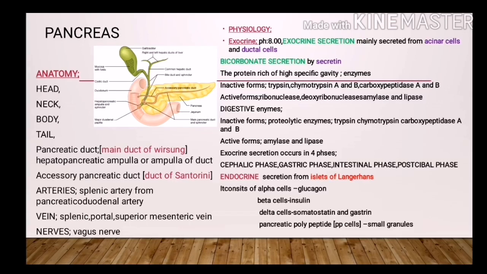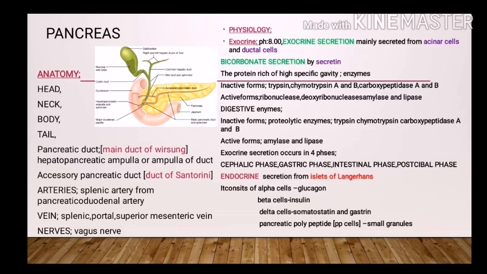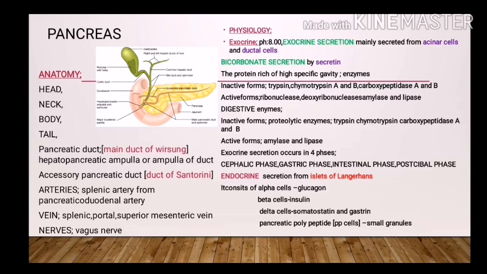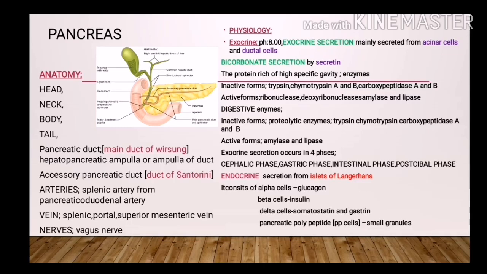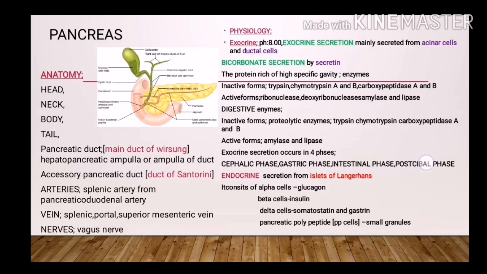Exocrine secretion occurs in four phases: cephalic phase, gastric phase, intestinal phase, and post-cephalic phase. Endocrine secretions are from the islets of Langerhans, while exocrine is from acinar and ductal cells. Don't forget, the islets consist of alpha cells, beta cells, delta cells, and pancreatic polypeptide cells, also known as PP cells. Alpha cells release glucagon, beta cells release insulin, delta cells release somatostatin and gastrin, and pancreatic polypeptide cells release small granules.